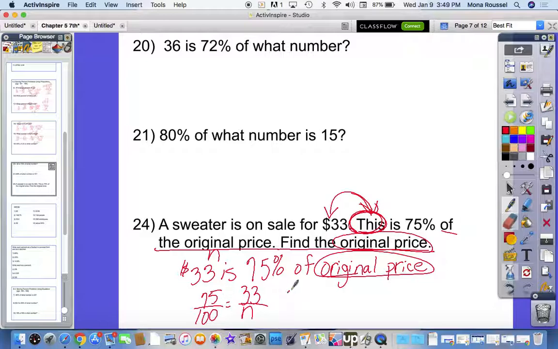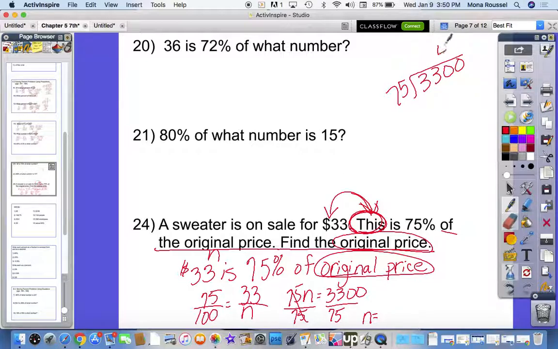So then we cross multiply. 75n equals 3,300. Divide by 75, divide by 75, and we'll get our value of n. We'll divide 75 into 3,300. So we can find that the original cost of the sweater was $44.